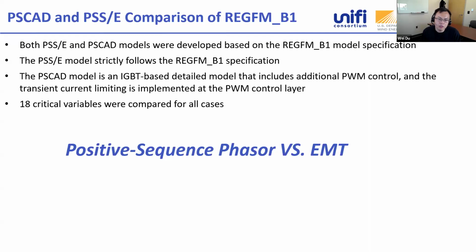So we made sure the PSCAD model has all the details, has switching for the IGBT, right? Has all the PWM controls. But for the positive sequence model, we have to ignore those PWM controls, but model the outer control loops. And then we compared 18 critical variables because we want to do a very serious comparison. We did not just compare P and Q, we compared all 18 critical variables.